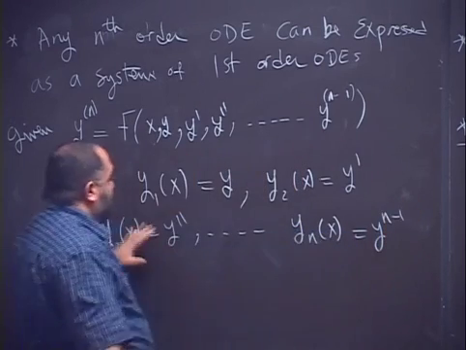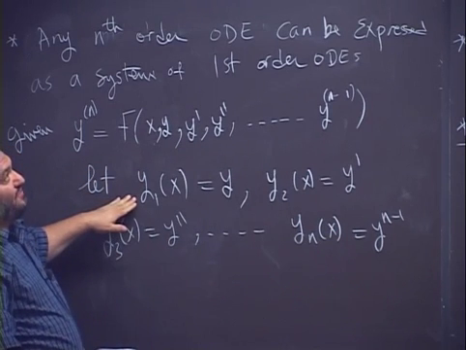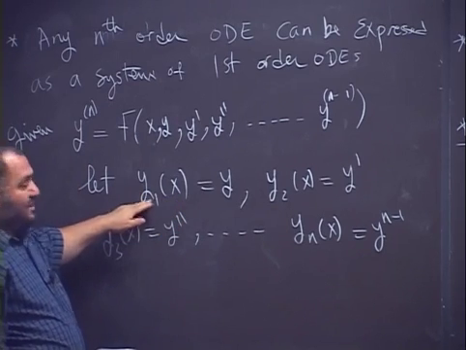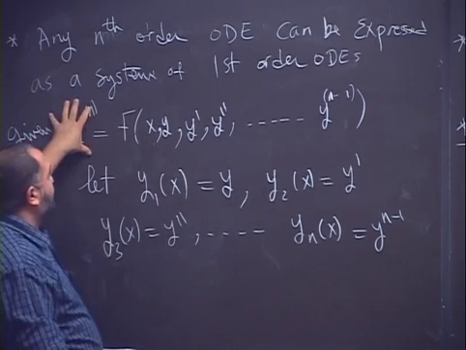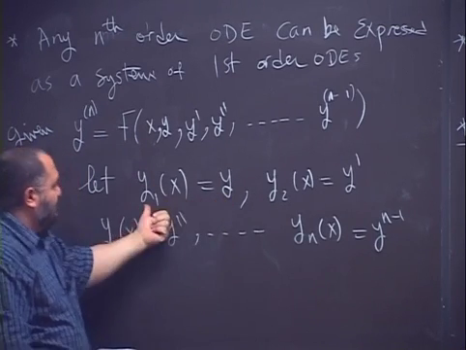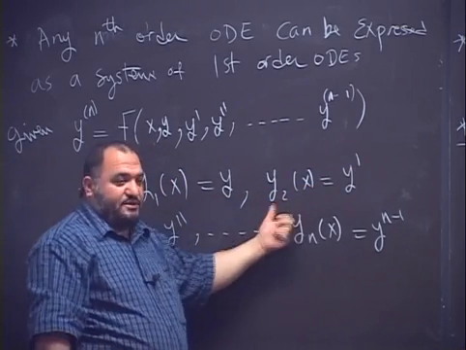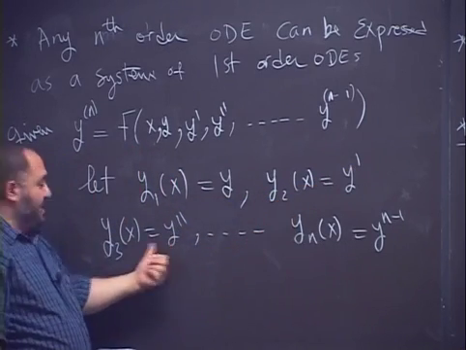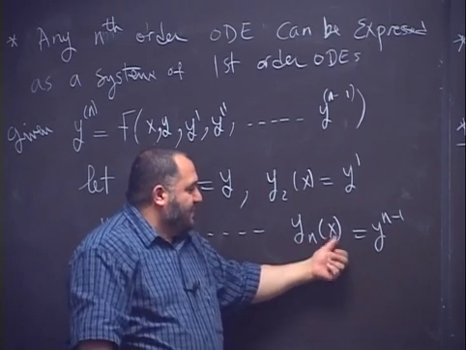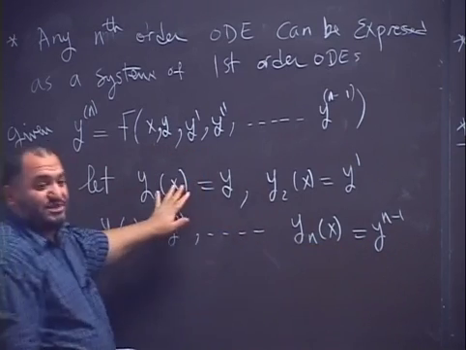So all what we do here is like transforming your coordinates. So this is a change of variable. All what you will do, you will come to the original ODE, you will name the variable y as y1 of x, the variable y prime as y2 of x, y double prime you will name it y3 of x, yn of x is just the n minus 1 derivative of y. This is just a change of variable.